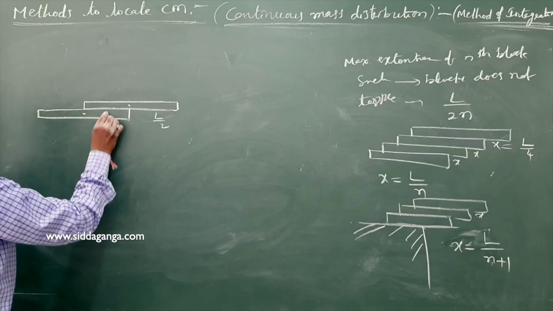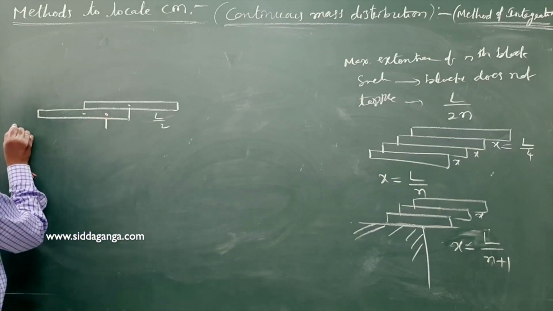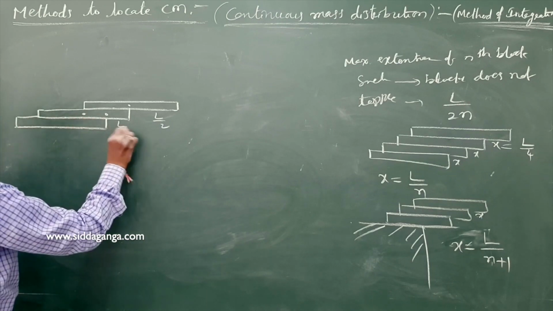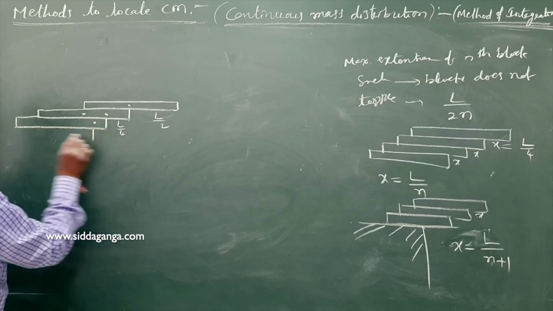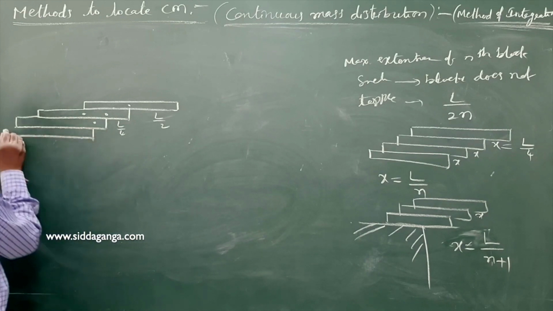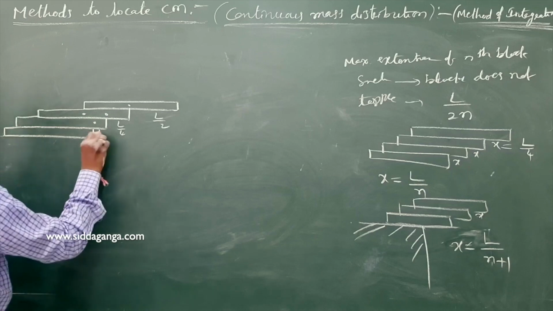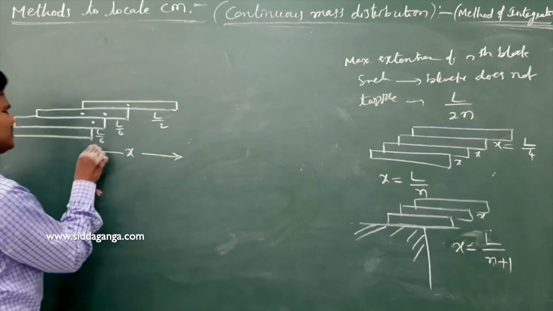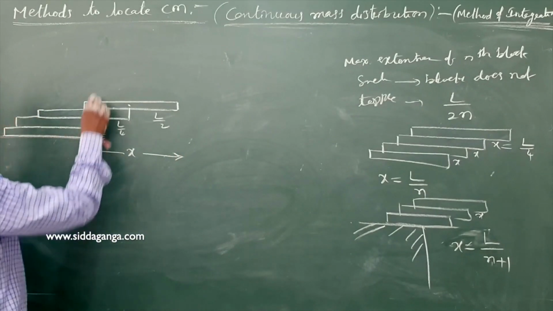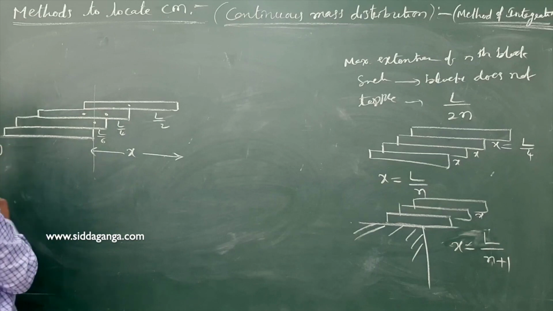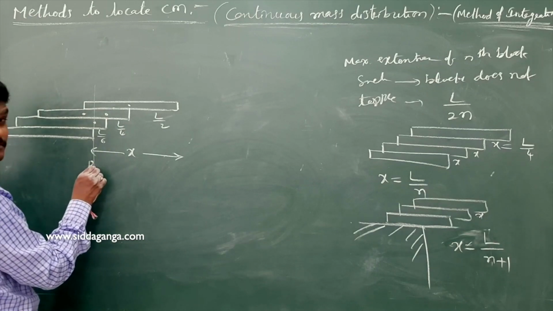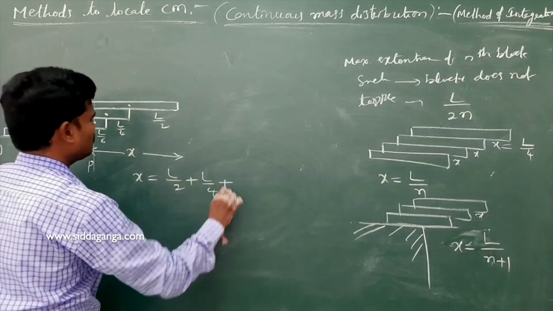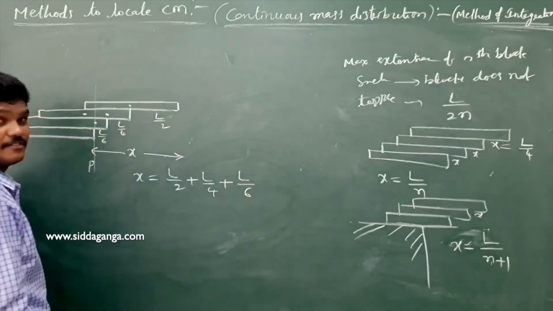And this is the center of mass. So you keep one more block here at the bottom. So this is how much? L by 4. And here L by 6. Here if this is x, then how much is the x value? If they ask for x from O, and this is some point P, if they ask for x from P, just x is equal to L by 2, L by 4, L by 6. All these conditions are given, unequally spaced.